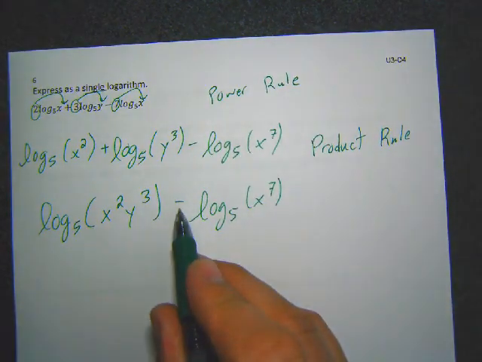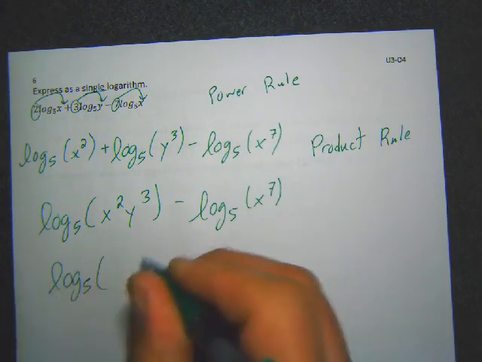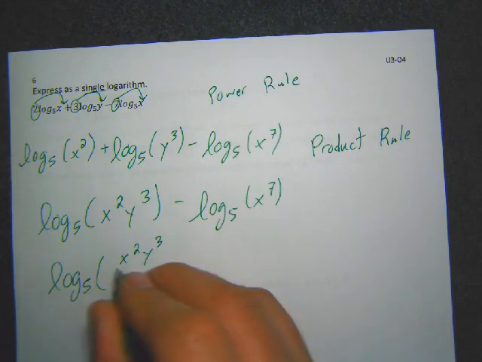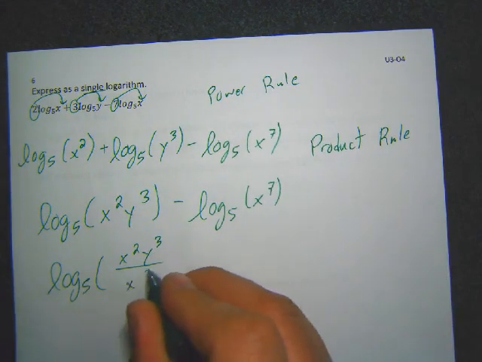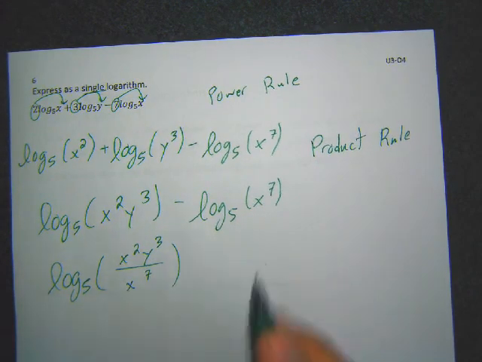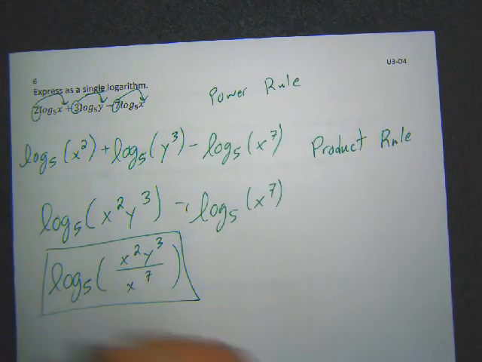This subtraction turns back into division, so I get log base 5 of x squared y cubed on top, and then x to the 7th on bottom. Again, always the top is the first part, and the bottom is the second part. Subtraction turns back into division. That is our final answer.